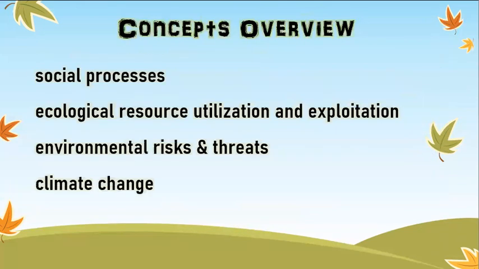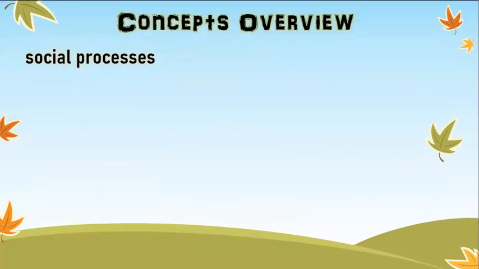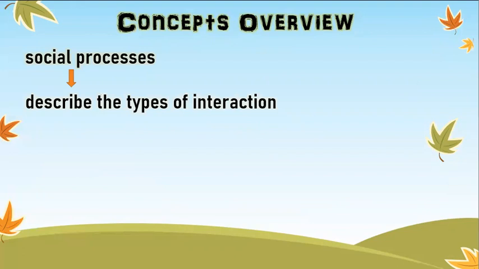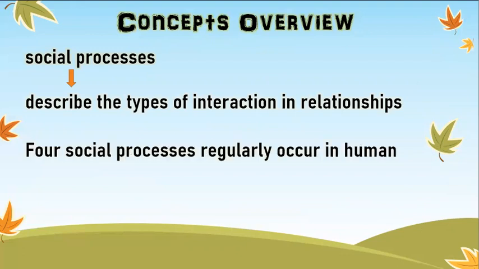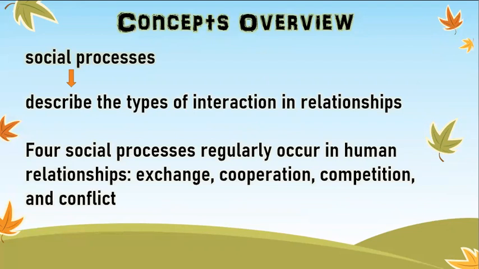The concept social processes describe the types of interaction in relationships. In sociology, there are 4 types of social processes that regularly occur in human relationships: exchange, cooperation, competition, and conflict. We have various human relationships: husband-wife, sibling relationship, parent-child relationship, boyfriend-girlfriend relationship, friendship, and many others.